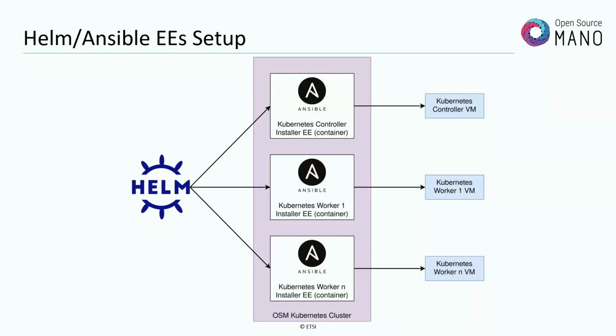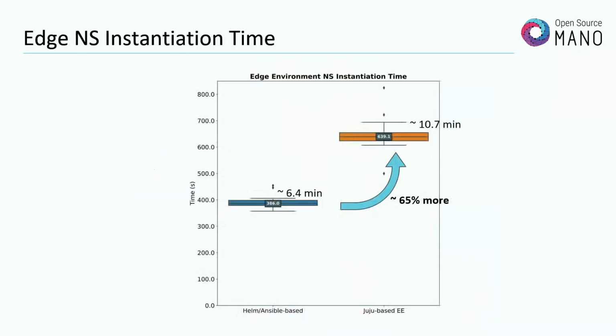And finally, I only wanted to present some results that we have already obtained. These results demonstrate a simple comparison between the deployment of our Edge network service using Helm-based execution environments and Juju-based execution environments. With a Helm-based installation, we obtained an instantiation time of more or less 6 minutes, while with a Juju-based one, we obtained more or less 10 minutes. So with Juju, we take 65% more time, more or less.